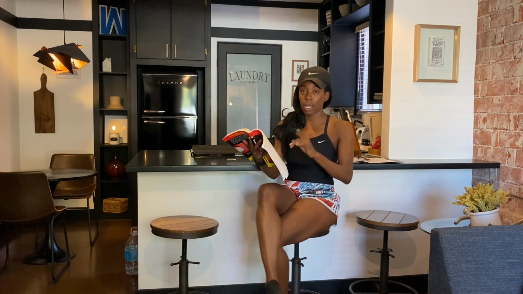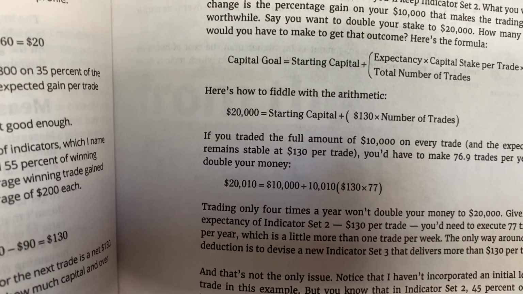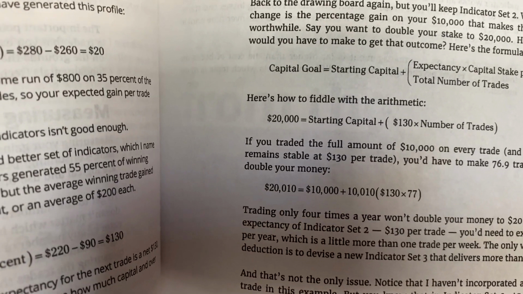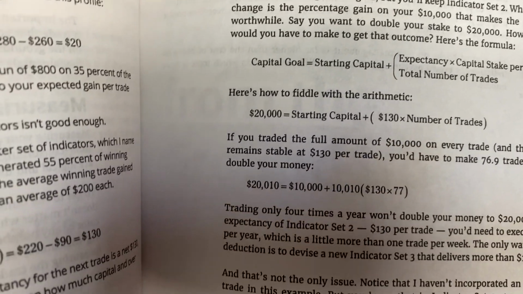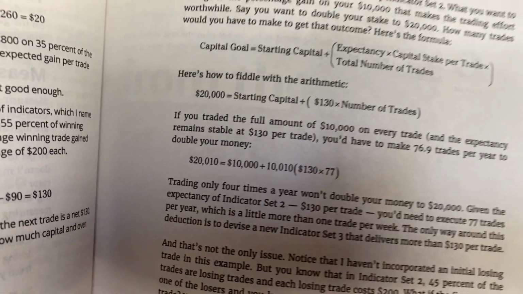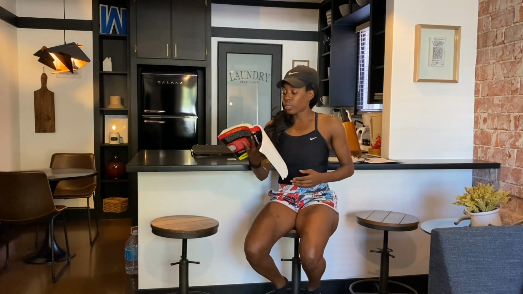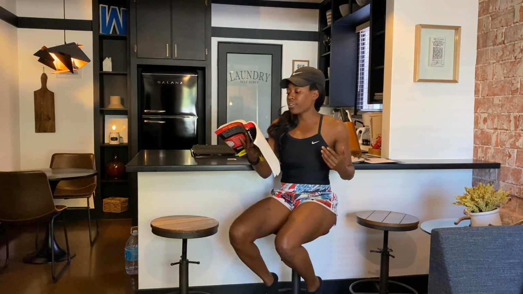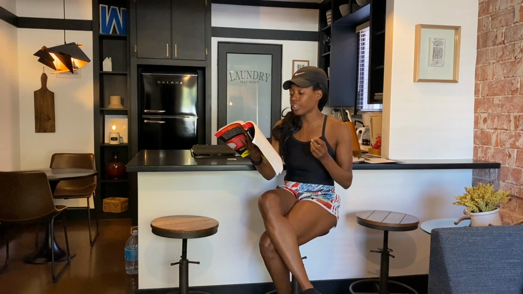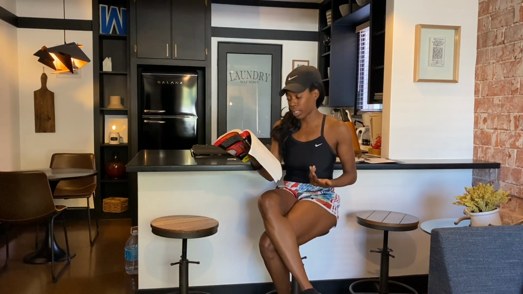Well, here's the formula. I'm going to show you again. Capital goal equals starting capital plus, in parentheses, expectancy times capital stake per trade times total number of trades, close parentheses. Screenshot. Boom. All right. Moving on. Okay, so if you traded the full amount of $10,000 on every trade and the expectancy remains stable at 130 per trade, you'd have to make 76.9 trades per year to double your money.